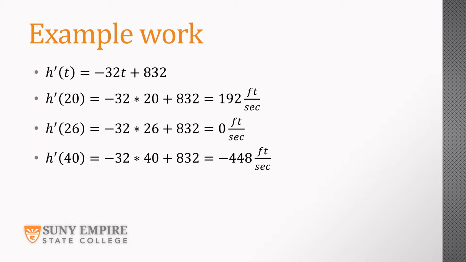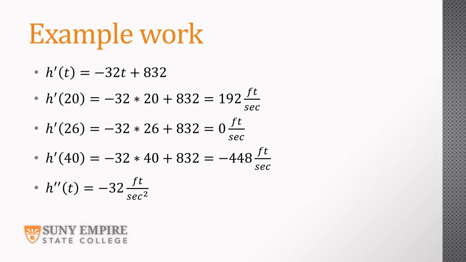Plugging in, we find that the bullet's velocity is negative 448 feet per second at 40 seconds. Note that the velocity is negative. This is because the bullet is falling back to Earth, so its movement is in the negative direction. To find the acceleration of the bullet, we need to take the second derivative of the position function. When we do so, we get a constant acceleration of negative 32. This is very typical of real-world projectile problems, because the acceleration is due to gravity.